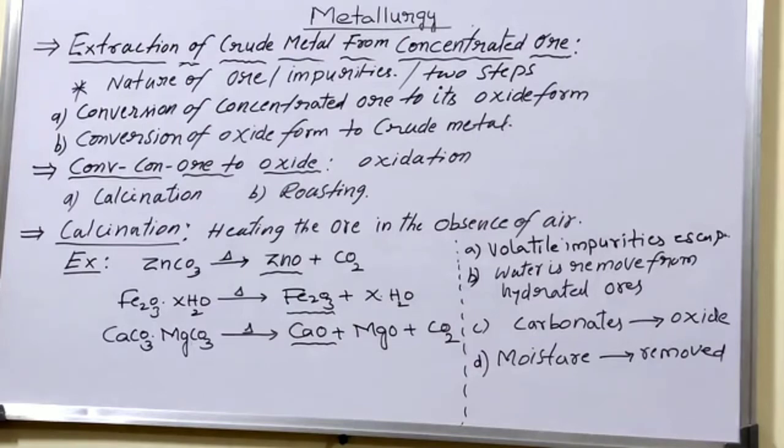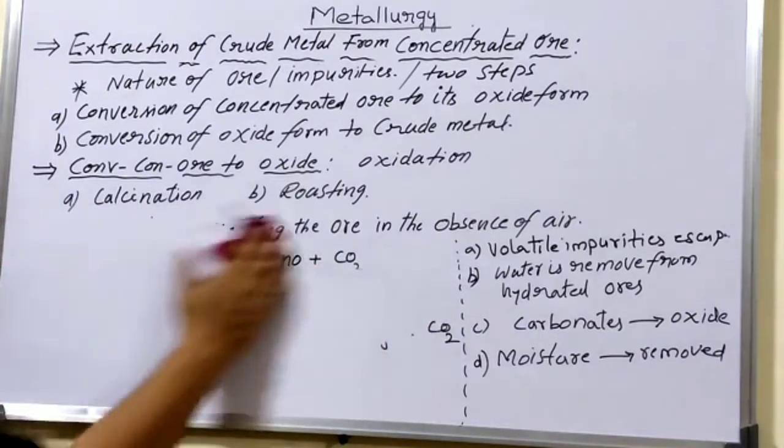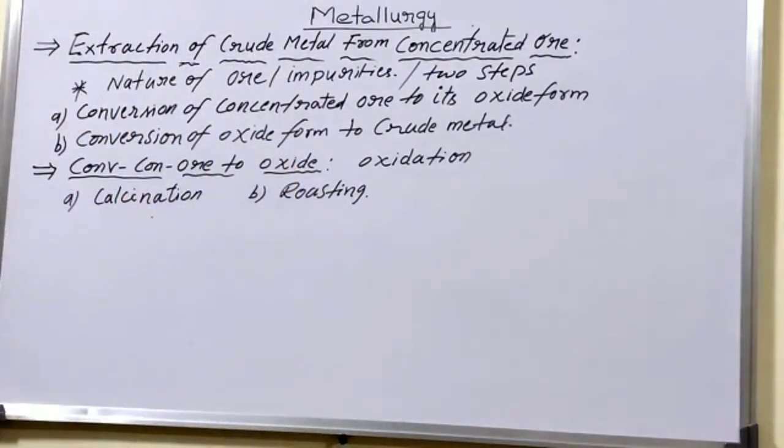Volatile impurities escape, water is removed from hydrated ores, carbonates are converted to oxides, and if any moisture is there in the ore, that will also be removed. These are the changes. The next one we have is roasting. Let me go on to roasting. What is meant by roasting?